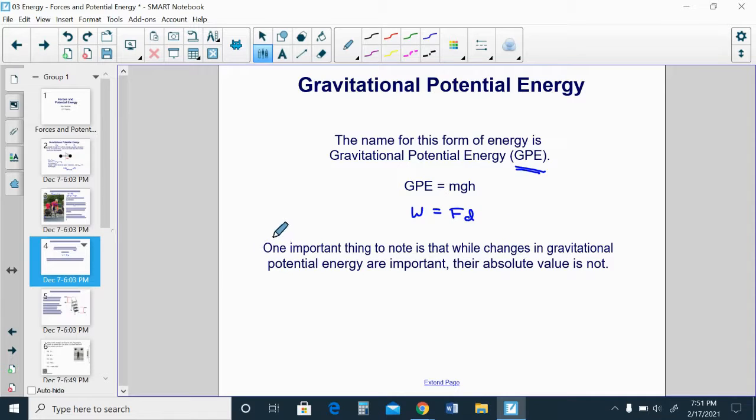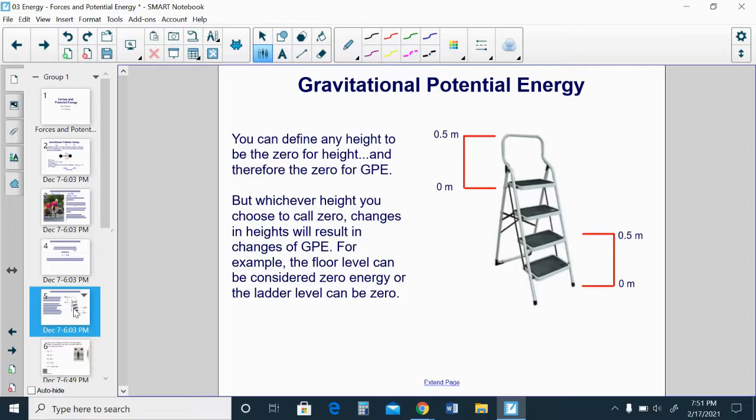Now, one important thing to note is that while changes in gravitational potential energy are important, their absolute value is not. So let's take a look here. When you're looking at some problems, you can pretty much define any height to be the zero for height. So no matter where something is in a question, you could just determine it has an initial height somewhere, whether it's this last step of a ladder or the floor. So you could define that as zero, and that would end up with GPE equaling zero.